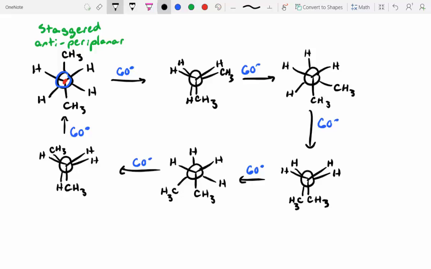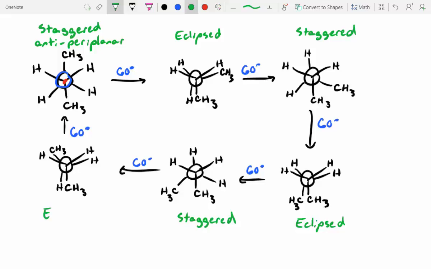Does that make sense? It's kind of a goofy way of looking at this, but let's finish labeling all of these. We know that this one will be eclipsed. We know this one will be staggered. We know this one will be eclipsed. This one will be staggered. And then this one will be eclipsed.